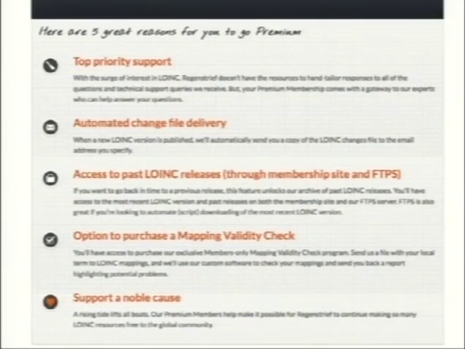We'll also automatically send you the change file that comes out with each release, so you can get that Delta file pushed to you automatically. You can also get access to past releases, which is one of the things that we're frequently asked for, either through the membership site as a download or through an FTPS server, which is super handy if you're really geeky and want to script the automatic download of the new version when it comes out, as opposed to going through the website and clicking through. This FTPS site is something you can write a little shell script to grab.